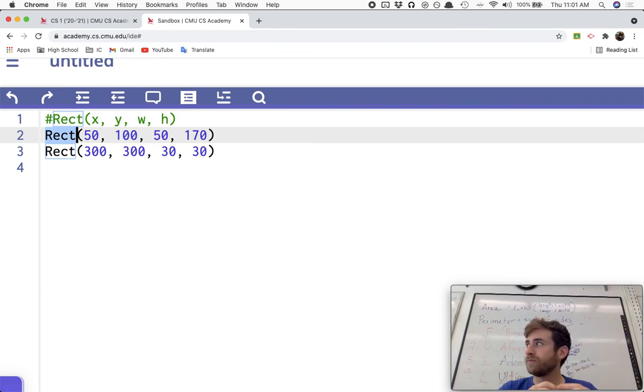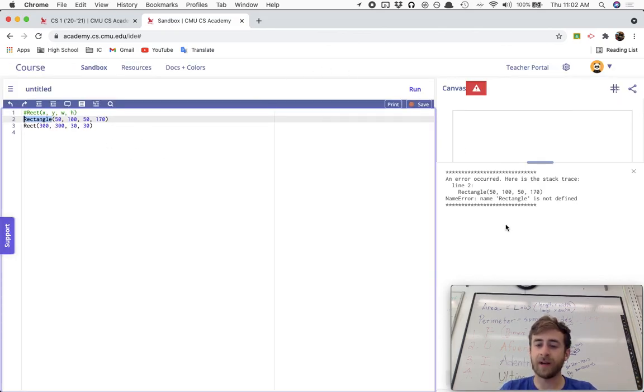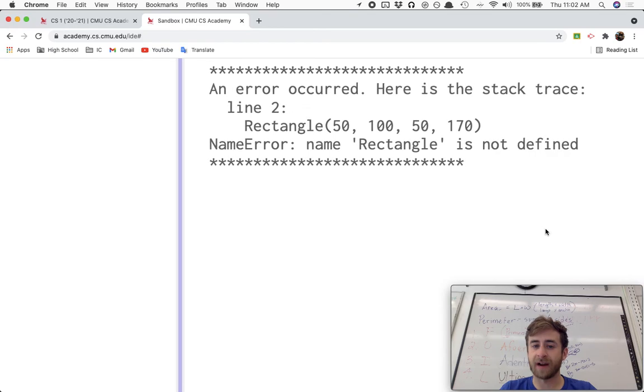Rectangle is this special command to make a rectangle, but if I typed out the whole word rectangle, the computer's not going to recognize that. You're not talking to another person where you can abbreviate and they'll get you. You're talking to a computer, so you have to be specific. If I type out the word rectangle and try to run it, we'll get our very first error here.